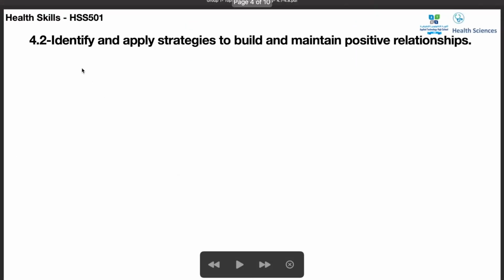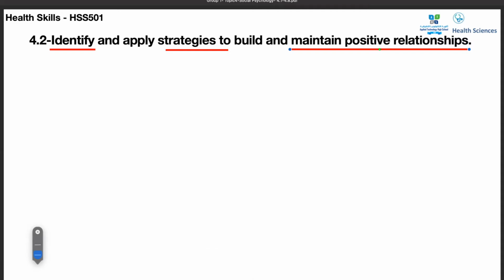We move to 4.2. We need to identify the strategies to maintain a positive relationship. For example, good listening is one strategy. Respect is another strategy, and so on. You can say that we should listen to elders to make a positive relationship. And don't forget to add pictures in this one.